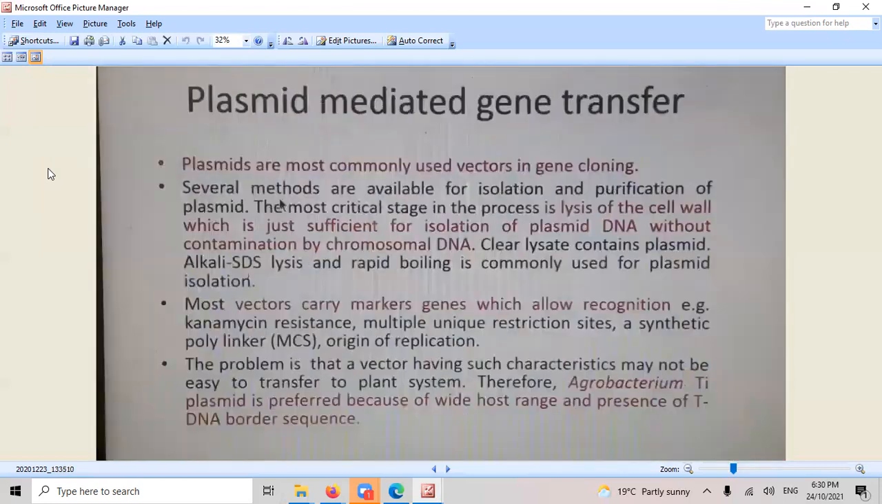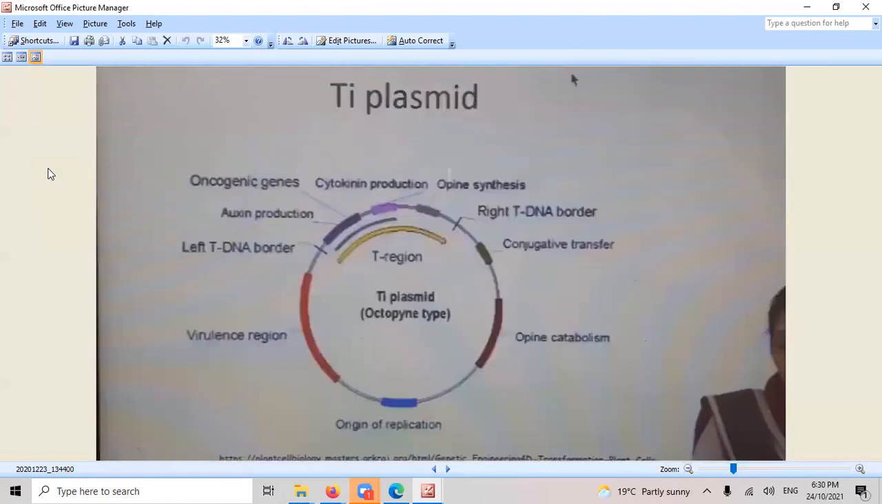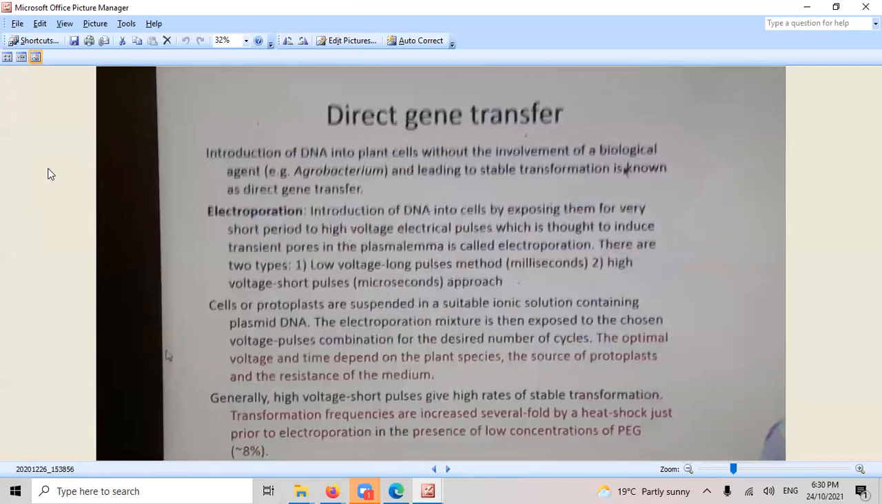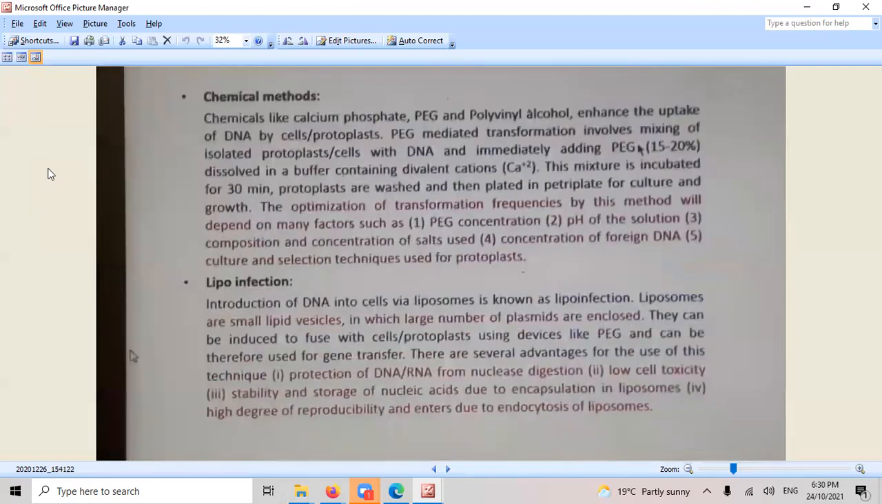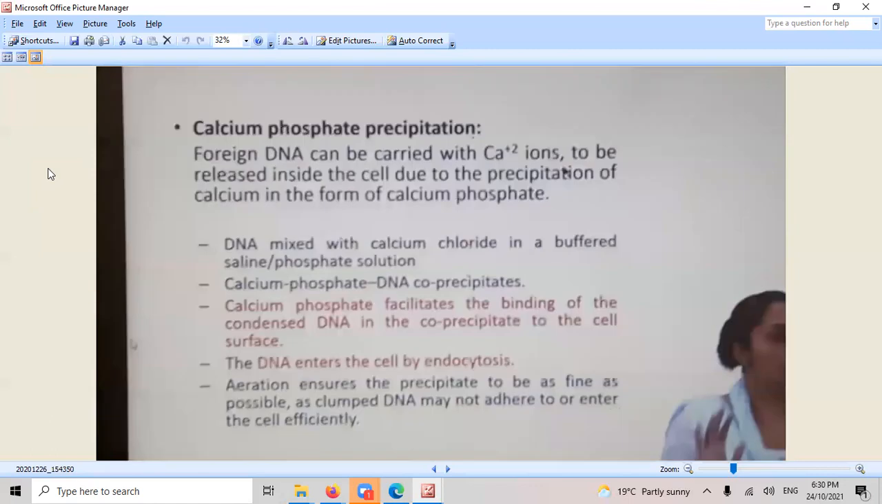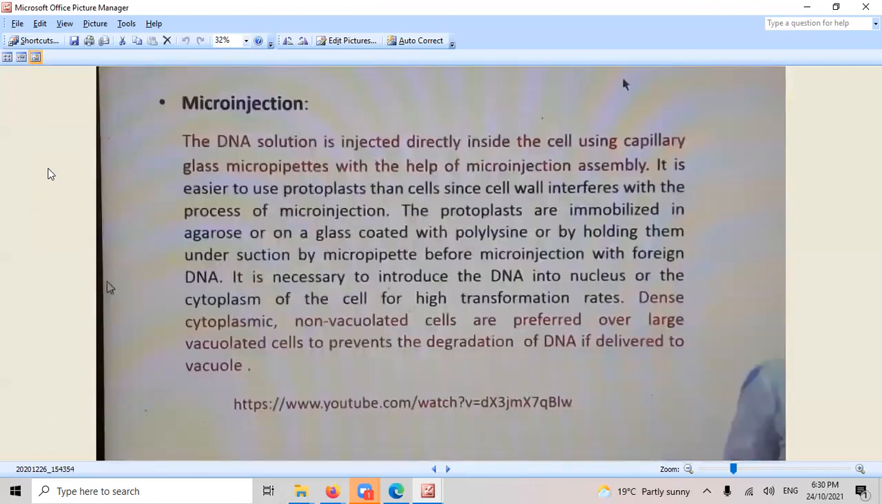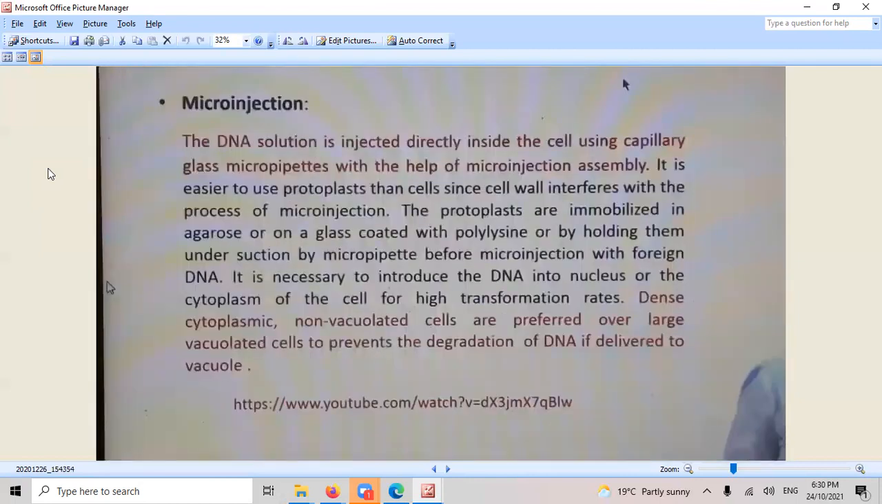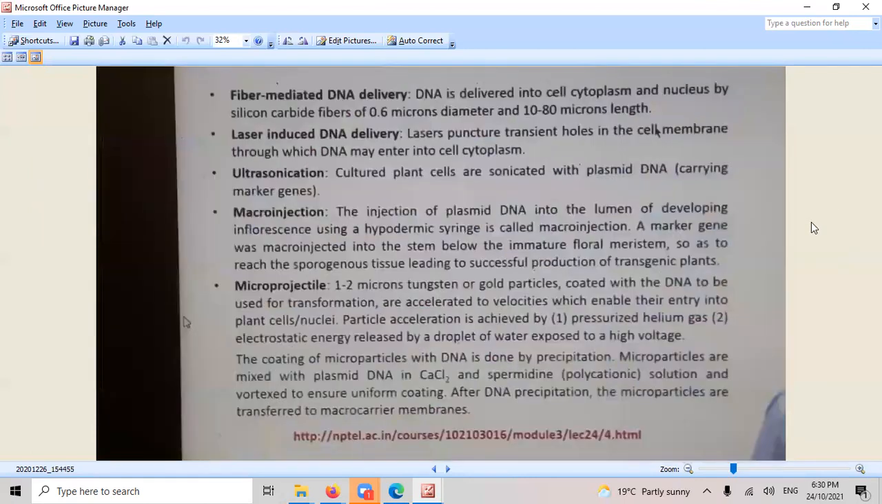Gene transfer methods: plasmid, Ti plasmid, direct gene transfer and indirect, calcium phosphate. Microinjection: they go directly inside the cell, inside a plant cell. You know how small that is, eh? Just 1 to 2 microns.